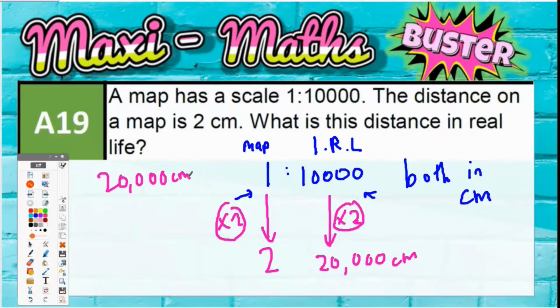So the correct answer to this question is 20,000 centimeters. However, we will go a stage further. It doesn't necessarily ask us to do this. We don't have to do this for this question. But what happens if this question wanted the answer in meters or in kilometers? And it's pretty hard to visualize 20,000 centimeters. So let's just turn it into meters.